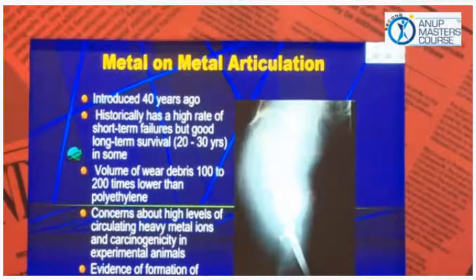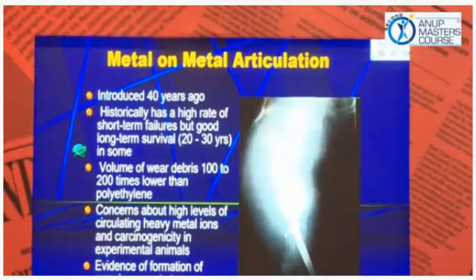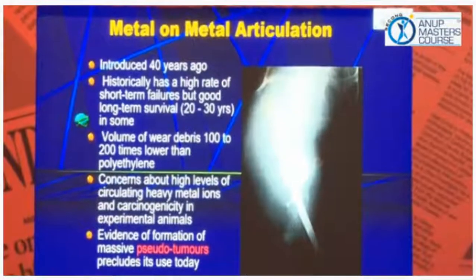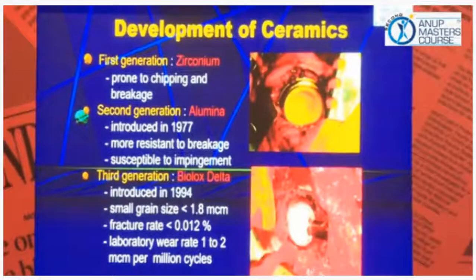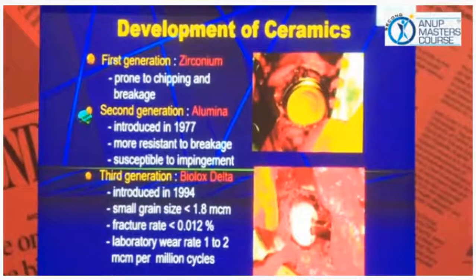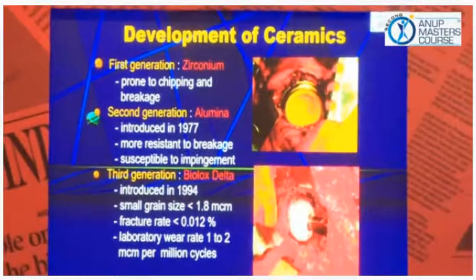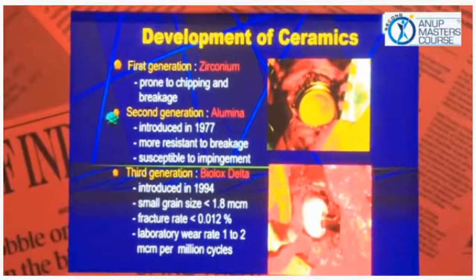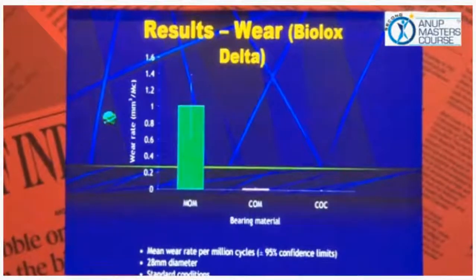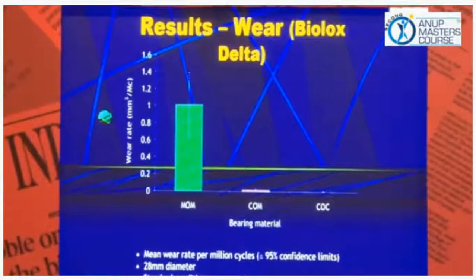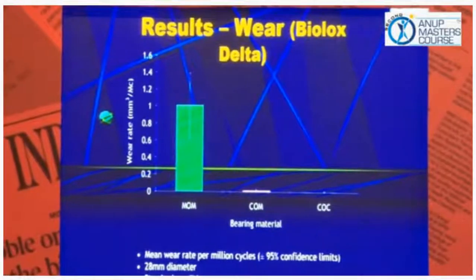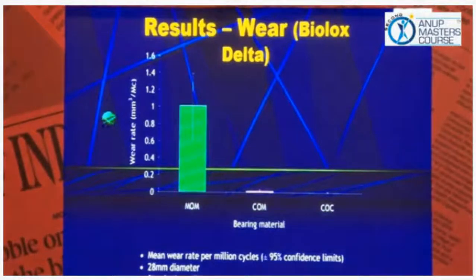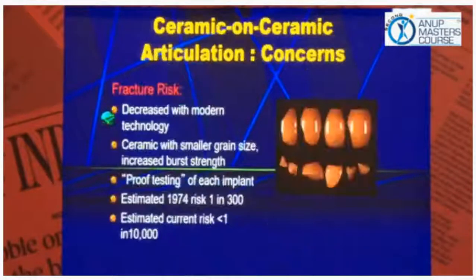Metal-on-metal articulation once held a lot of promise, but ever since the massive pseudotumors happened, it is today out of the window. Ceramics have also contributed to reducing wear, and we've had various generations of ceramics, and what is in use today is the third generation Biolox Delta, and I think from lack of time we can't go into much more detail than that, but this graph shows quite how remarkable the low wear rate is with ceramics.